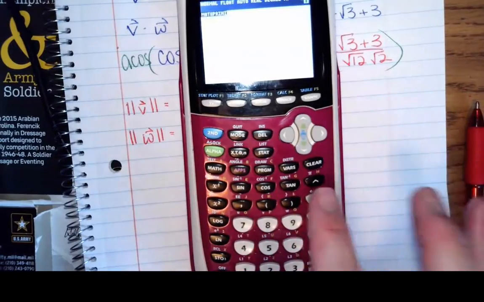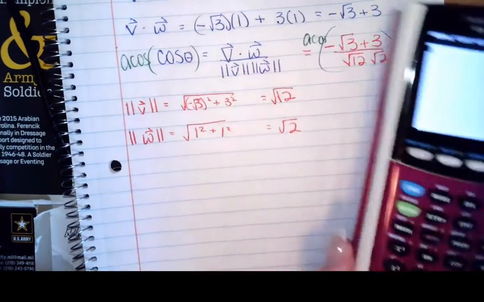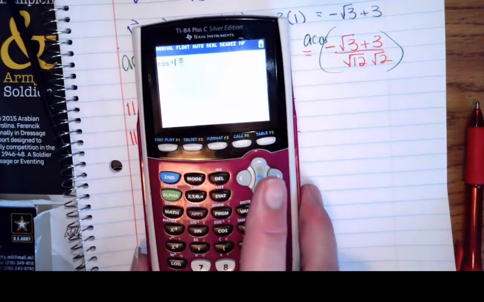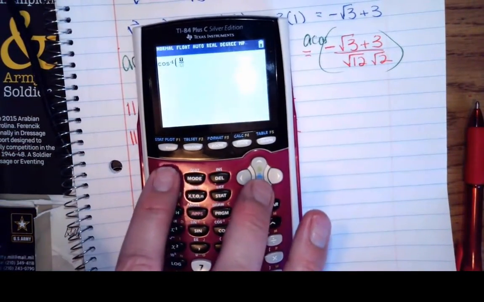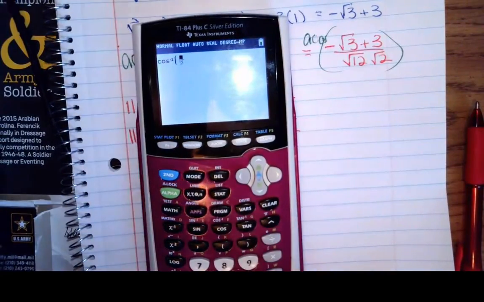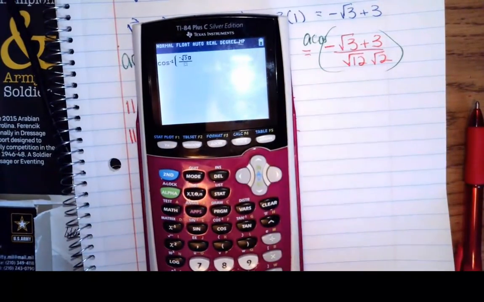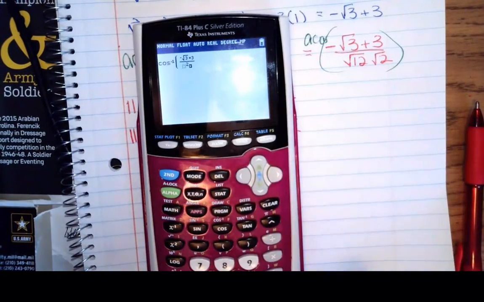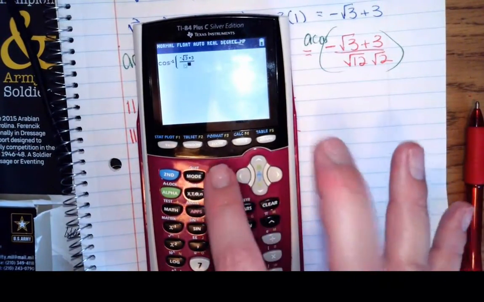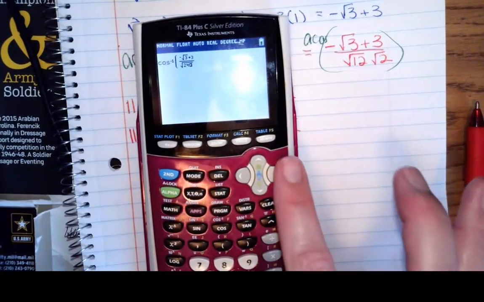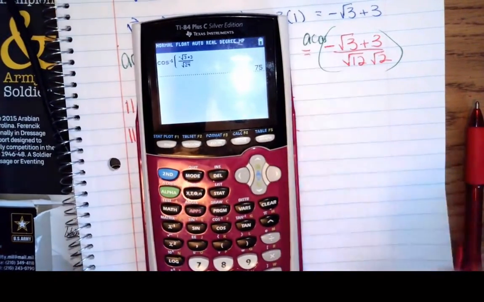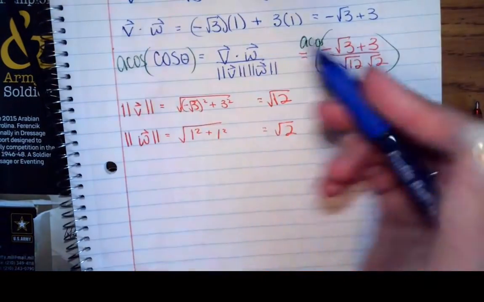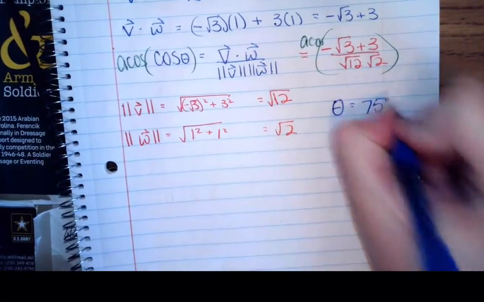So first of all, make sure that you are in degrees, which we are. And I've got the arc cosine of, and hang on, make this darker. It's much better. All right, so negative root 3 plus 3 over the square root of 24. All right, so when I do that, I get 75. So the angle between these two vectors, if I were to plot them, is 75 degrees. So theta is 75 degrees.